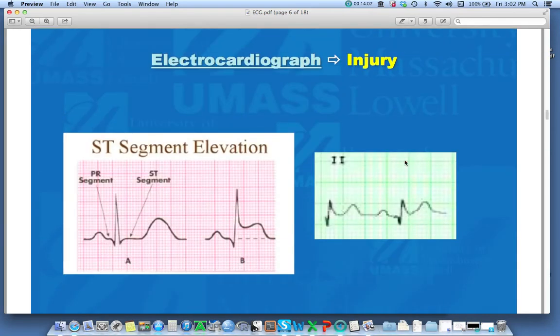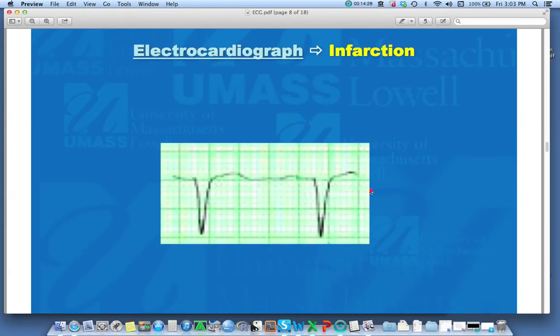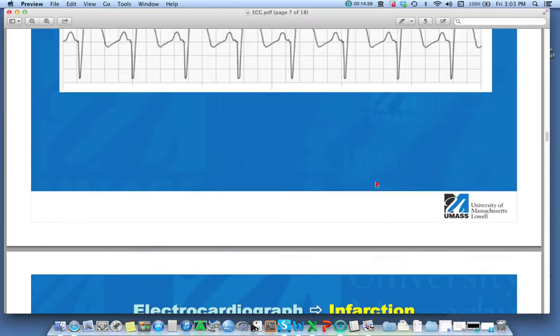ST segment elevation occurs once the myocardium has gone from just being ischemic to being injured. And here we see ST elevation. Here's really obvious ST elevation. It's so elevated the T wave is lost within the elevation. And then infarction, here we see it doesn't even look like a normal QRS. We've just got such incredibly large Q waves. So what infarction can lead to is something called Q waves.